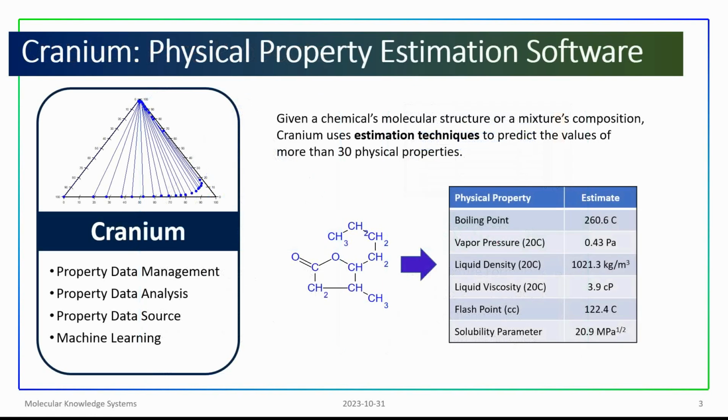Cranium's main goal is to provide estimates for the physical properties of chemicals and mixtures. Given only a chemical's molecular structure or a mixture's composition, Cranium can estimate the values of more than 30 physical properties.